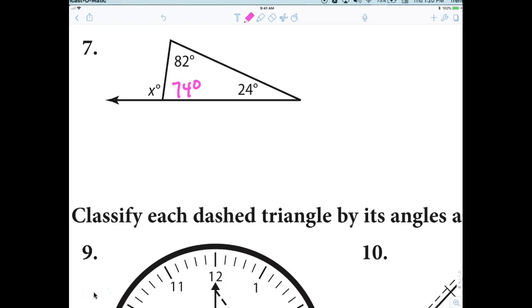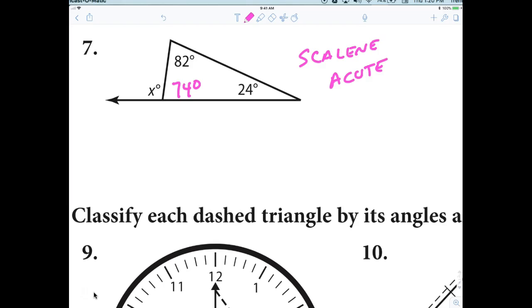Scalene. It's definitely scalene, and what else? Acute. Yep, scalene and acute. The reason why I did this first is because x is not part of the triangle. It's called an exterior angle.